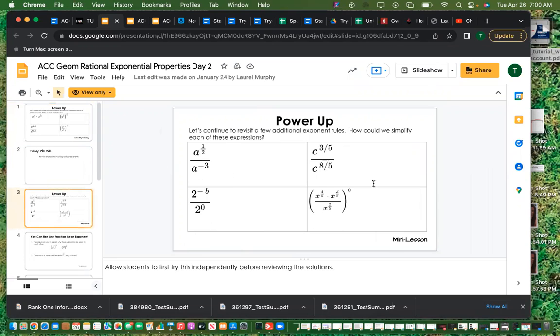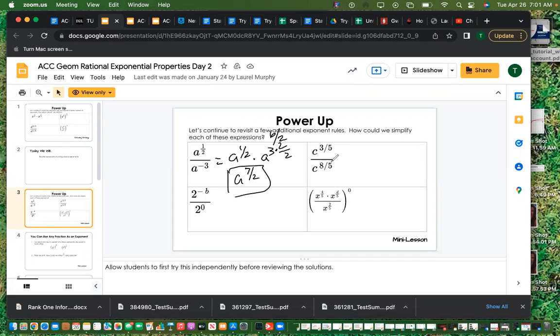All right. So now let's revisit additional exponent rules. Okay, so again, same thing is happening from the last time. If I have a negative exponent, I'm going to switch it to the top. So I could rewrite this as a to the 1/2 times a to the 3rd. And now I can add those two, but they have to have the same denominator. So that means I'm going to multiply this by 2 in the top and 2 in the bottom. So that would be 6/2. So 1/2 plus 6/2 is 7/2.